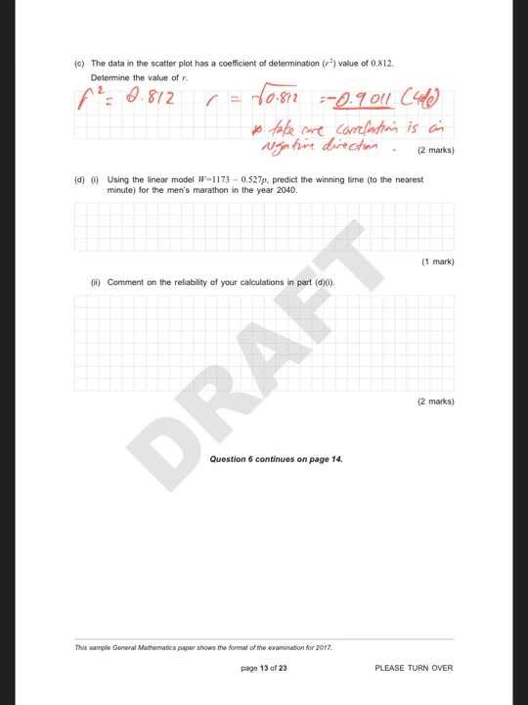Using a linear model, predict the winning time to the nearest minute for the men's marathon in the year 2040. So winning time for the year 2040 is going to be 1173 take 0.527 times 2040. 1173, negative 0.527 times 2040, negative 1075.08 is equal to 97.9. I'll just double check that. 1173. I don't trust my mental arithmetic. Yeah, 97.92 minutes.